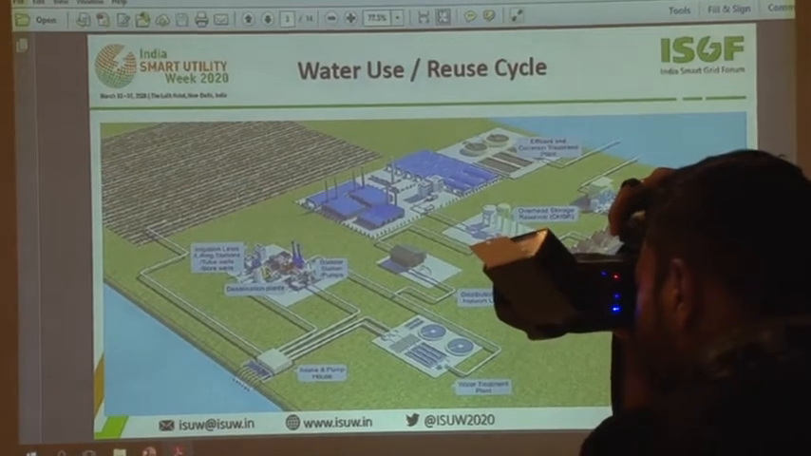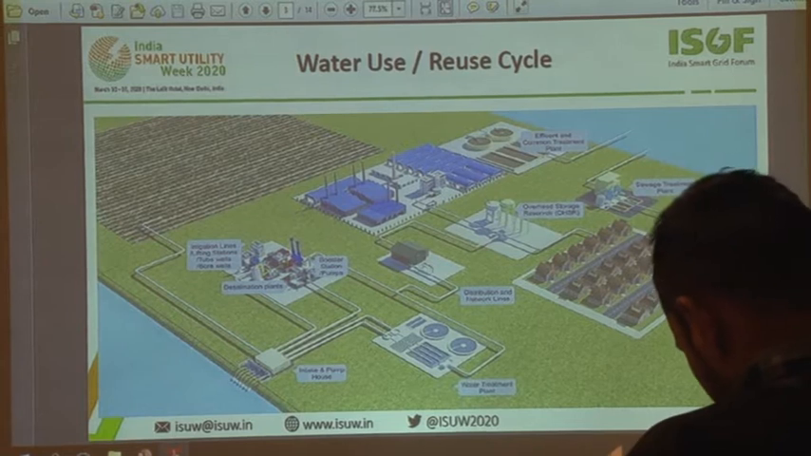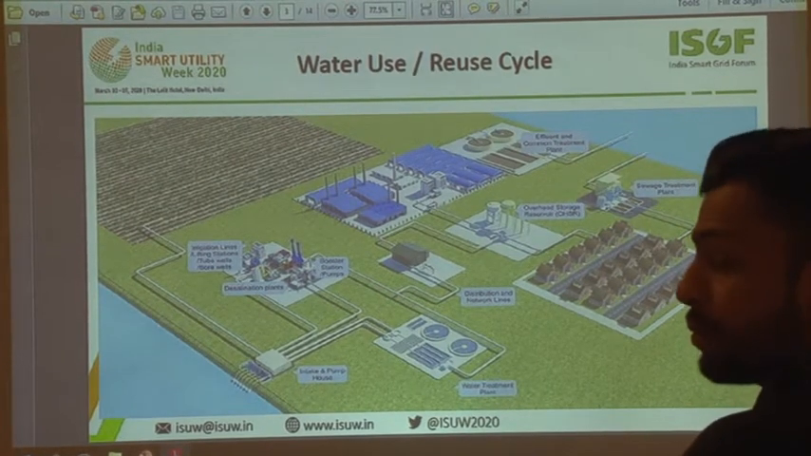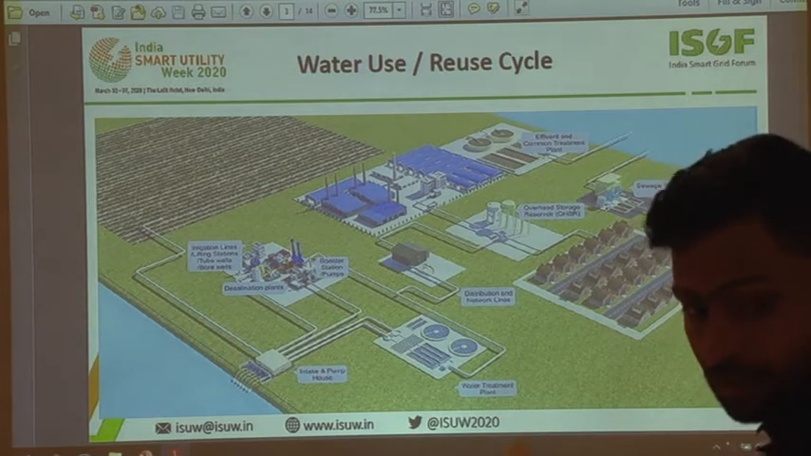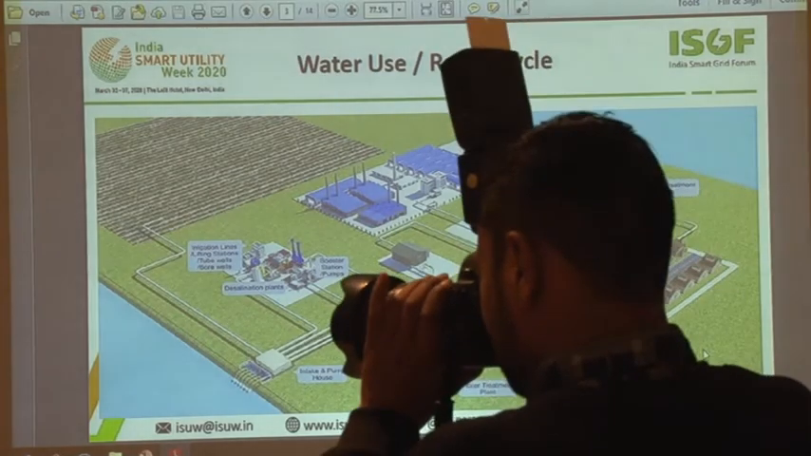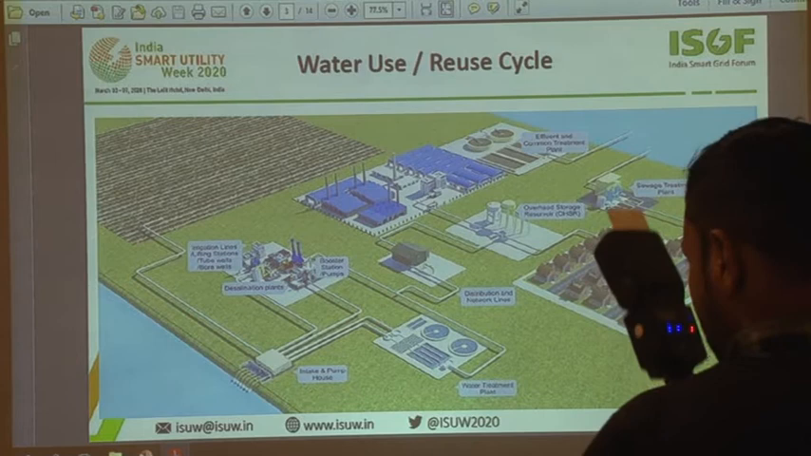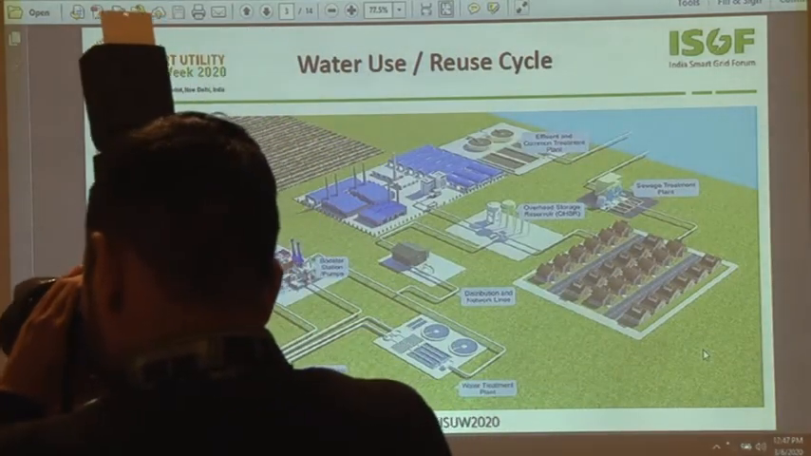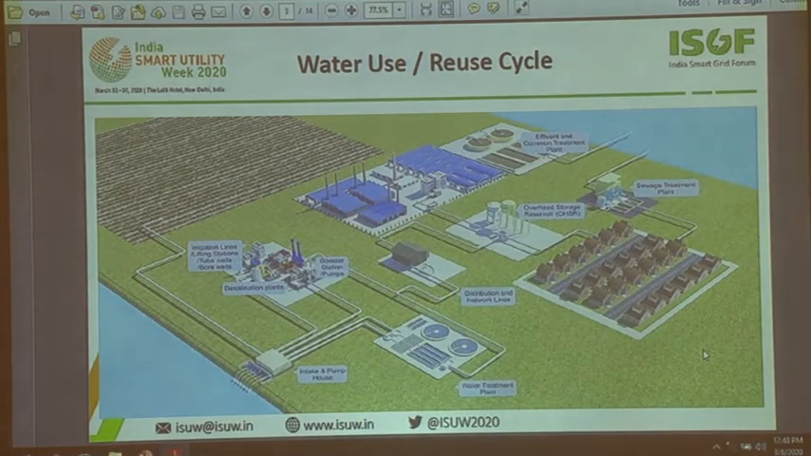In a typical water circuit, you have water coming either from the surface or from a borewell. If it's seawater, it goes to a desalination plant, or if it's surface water, tube well water or borewell water, it goes for treatment to a water treatment plant. Then it goes to distribution, and from distribution it is consumed either in the factories or it goes to the households. Then effluent is generated from the factories and sewage from the households, and it goes back into the river water or into the earth.